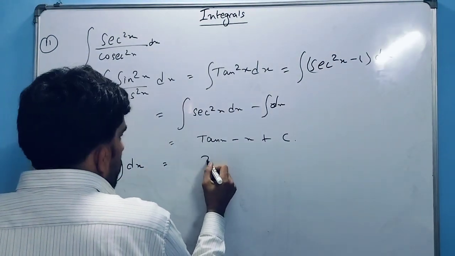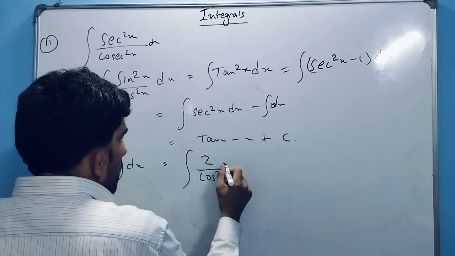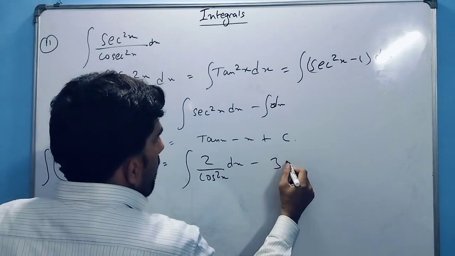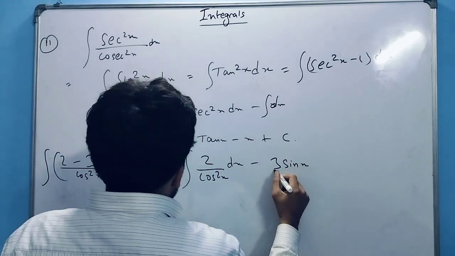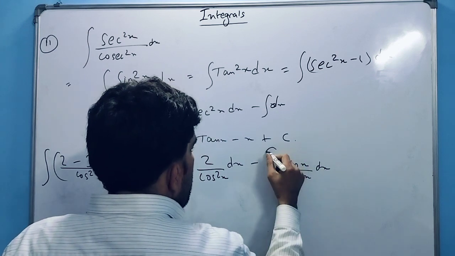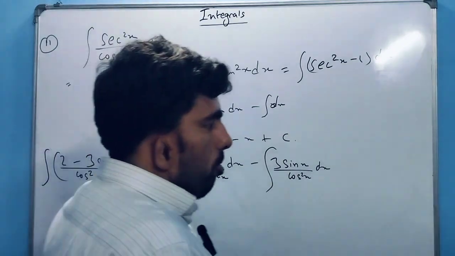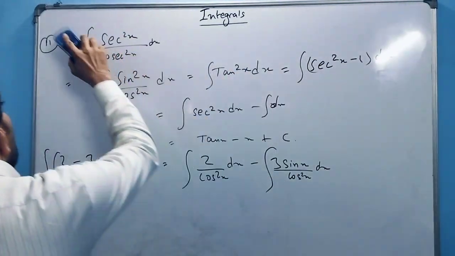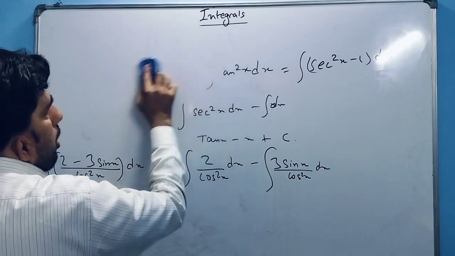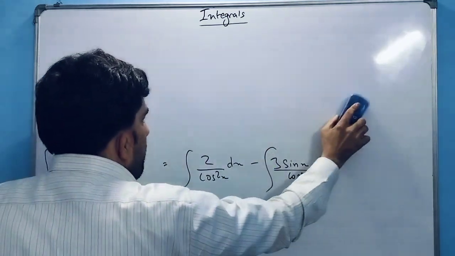We need to separate it out. Okay, 2 upon cos square x dx minus 3 sin x upon cos square x dx. Okay, so now let us try to solve it out in the upper section. Okay, so let us see how we can solve such kind of numerical.